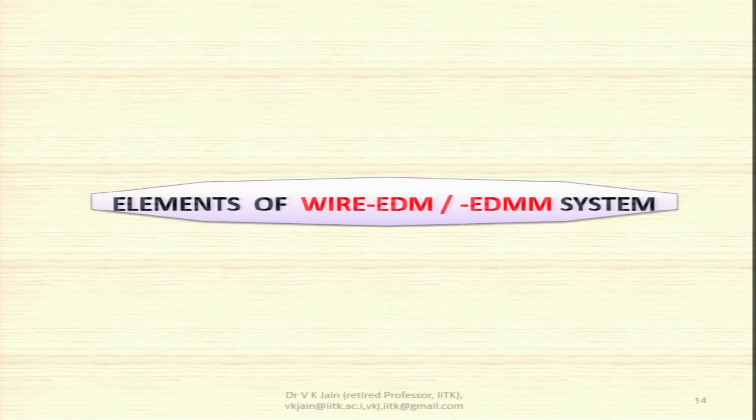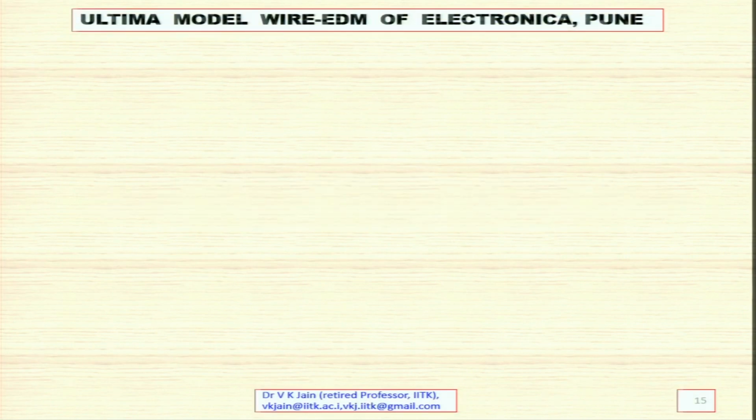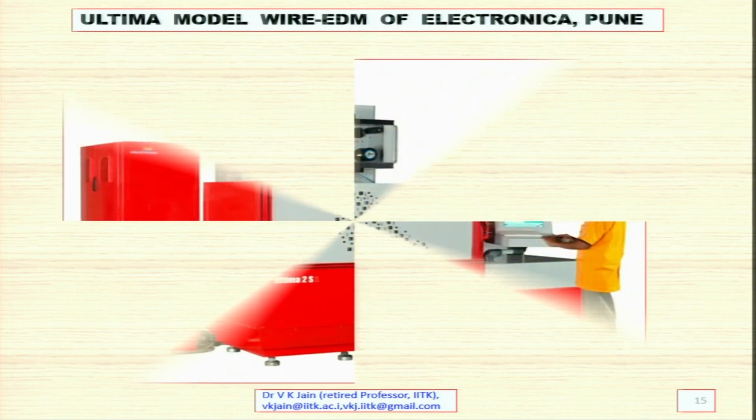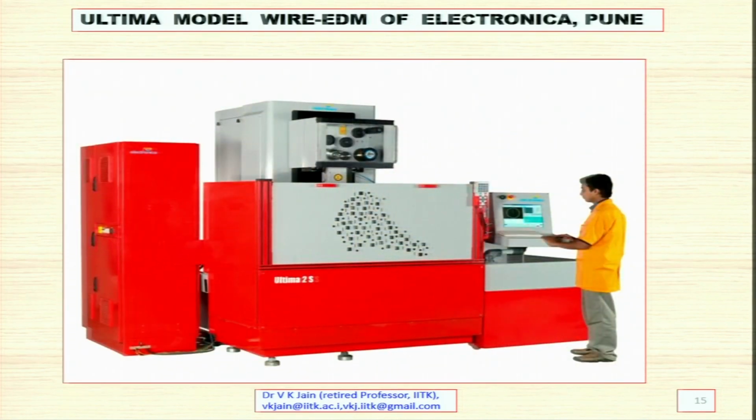Elements of wire EDM system. Now let us see the elements of wire EDM system. Ultima model wire EDM of Electronica, Pune. This machine is being manufactured and sold by Electronica company. You can see this is shown over here. This is the wire EDM machine. This is the control. This is the dielectric tank. Other control panel is here. Power supply is here. Its name is Ultima 25.